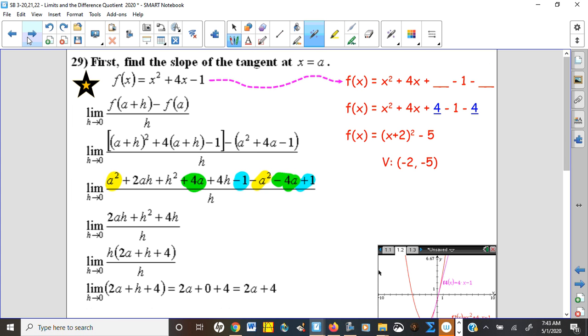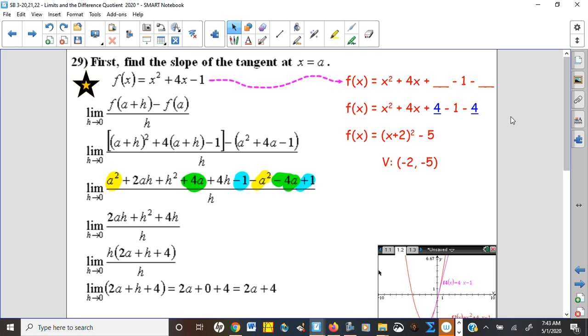So we could do 30. This is just a reminder of completing the square to put this into what we call vertex form of a parabola. If they want to know where the tangent slope is equal to 0, that's always going to occur at the vertex of a parabola.